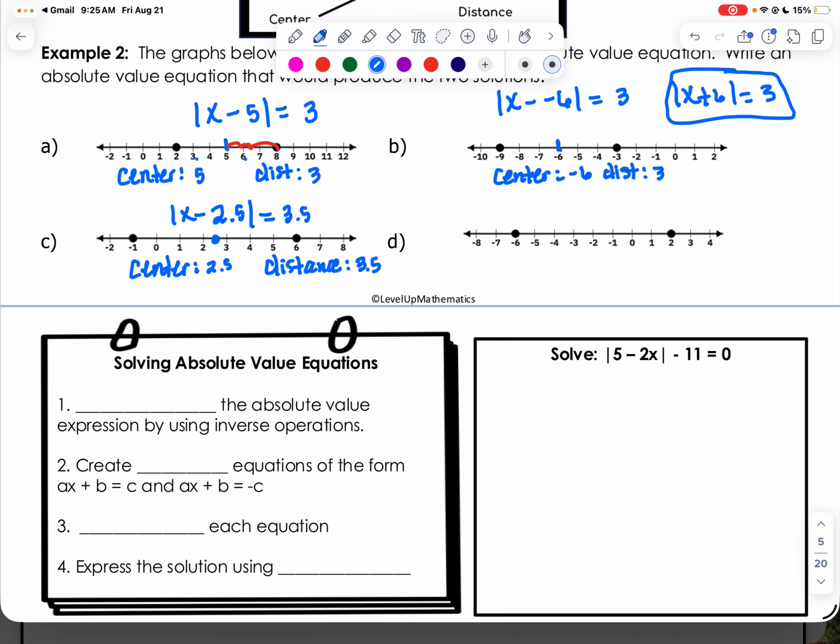All right, pause the video and try problem D on your own. When you're ready to check your answer, press play. All right, welcome back. On this problem, I said that the center was at -2 and the distance was 4. So my equation was absolute value of x plus 2 is equal to 4.